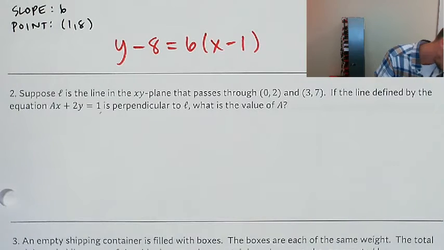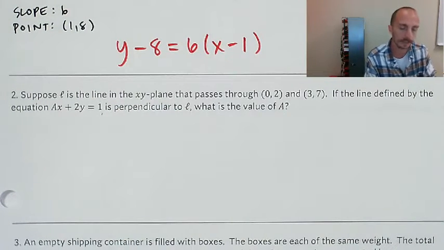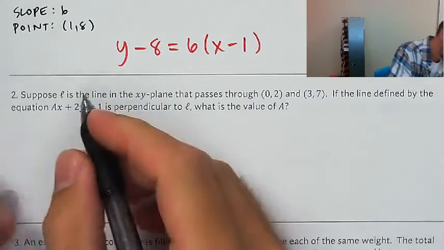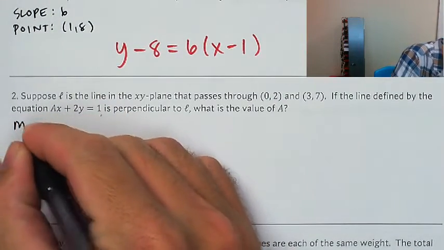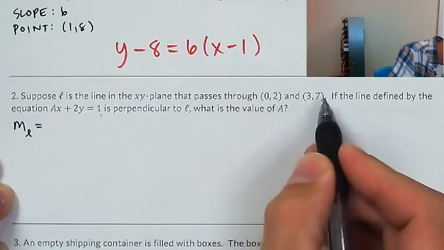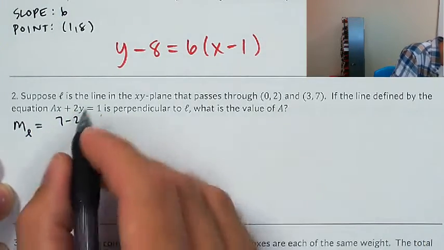So suppose L is the line in the xy plane that passes through these 2 points. If the line defined by that equation is perpendicular to L, what's the value of A? Well, I need to find the slope of L, and then I'll find the slope of my other line because it's got to be perpendicular. So the slope of L is going to be y2 minus y1 over x2 minus x1.